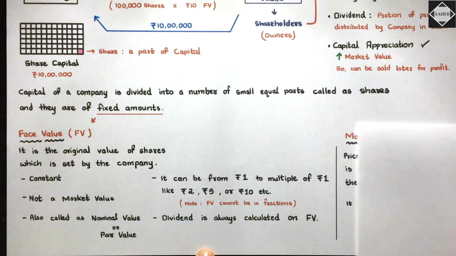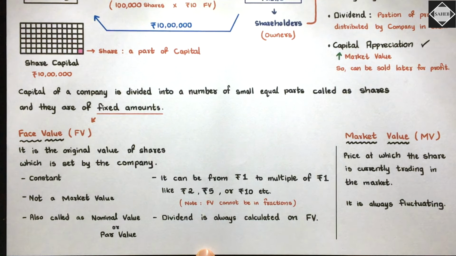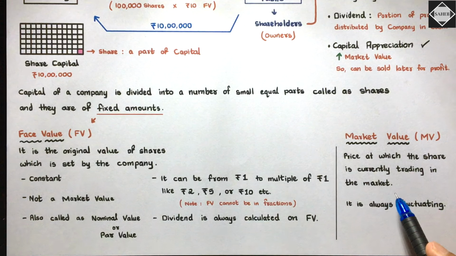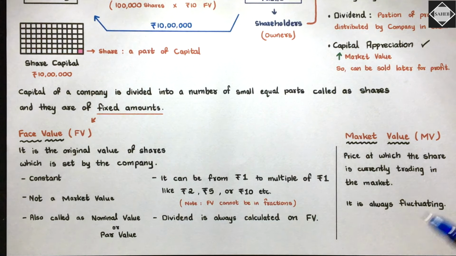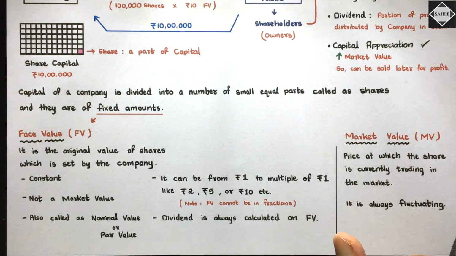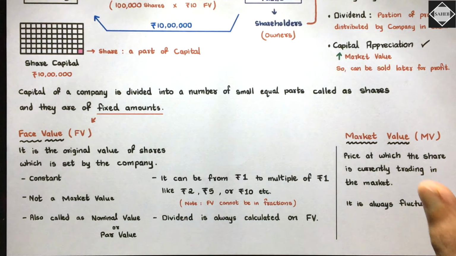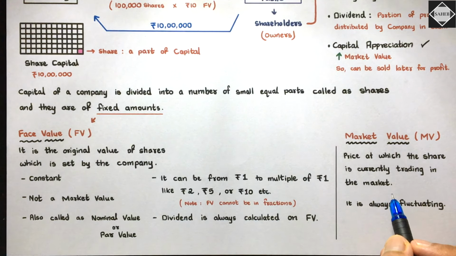Then there is something called market value. Market value you all know. The price at which the share is currently trading in the market. If you want to purchase the shares of any company in the stock exchange, then the price will be there. If you want to purchase Zomato shares, whatever price is currently trading in the market, at that price only you have to purchase. It is always fluctuating because of demand and supply and many other factors.